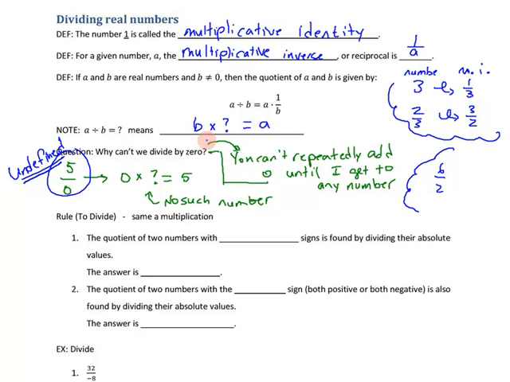But division works for all other numbers. And the rule to divide is exactly the same as multiplication. When you have a quotient of 2 numbers with different signs, you divide their absolute values and the answer is negative. And when you have 2 numbers with the same sign, either both positive or both negative, you divide their absolute values, but the answer is positive.